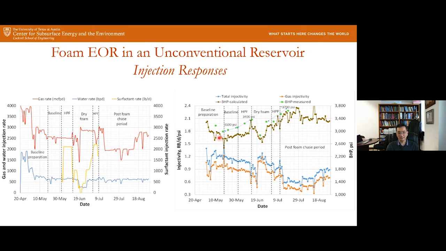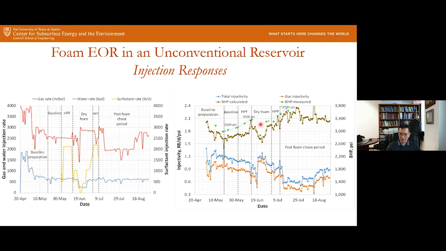So let's first look at the injection responses. This is the baseline measured water bottom hole pressure. When we turn on the surfactant, you can see that the bottom hole pressure builds up very quickly, indicating foam generation near the wellbore. However, there's no significant loss of injectivity. That is because of the benefit of the horizontal well, about a 5,000 foot lateral. You always have better injectivity for horizontal wells compared to vertical wells, but also because of the fracture dominated flow. So there's no significant injectivity loss, but there is a strong indication of foam propagation.